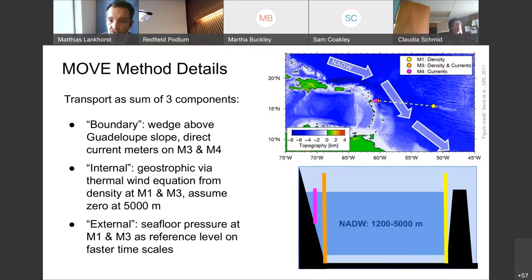Then there's the internal component. That's geostrophy relative to a level of no motion, computed from temperature and salinity instruments on the orange and the yellow mooring. That covers most of the water column and section width. And last but not least, there's the external component observed with seafloor pressure sensors at the base of these yellow and orange moorings. And that is effectively the reference level for the geostrophic computations.